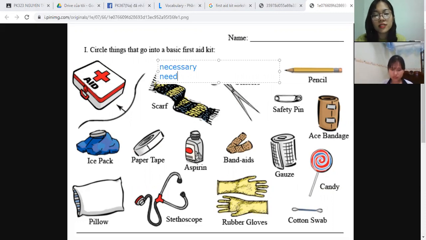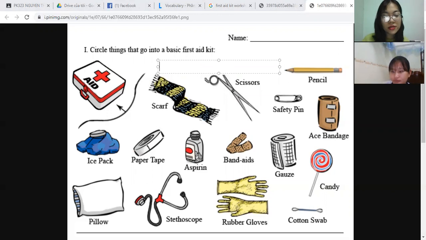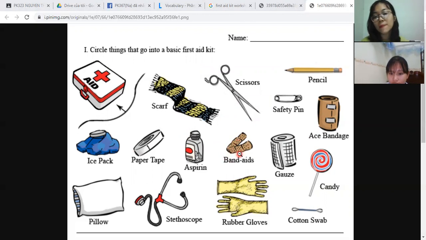All right, it is the thing that you really need, right? Necessary. All right, you really need it. Cùng một gốc từ á. Yes, easy to remember. All right, so this one is the things that you need to know, right? Okay, so when we use the band aid here, when we use it, cá nhân.